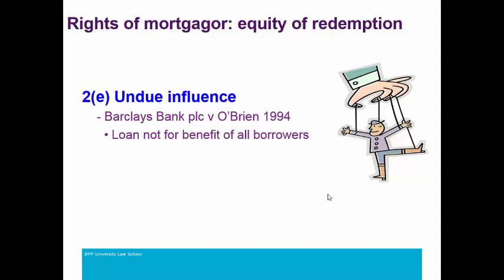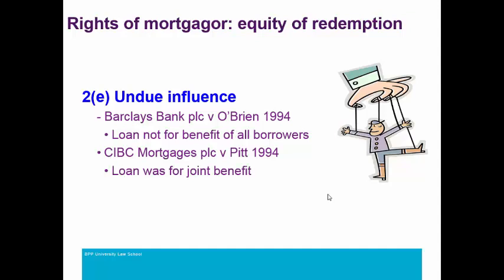A contrasting case to O'Brien and heard on the same day is CIBC and Pitt. Here, the husband and wife mortgaged their home to pay for a new holiday home. That was ostensibly for their joint benefit, because the new holiday home was going to be in their joint names, etc., and they were both going to use it. The husband used the money with the wife's knowledge but not her approval to speculate on the stock market. He, of course, lost it.